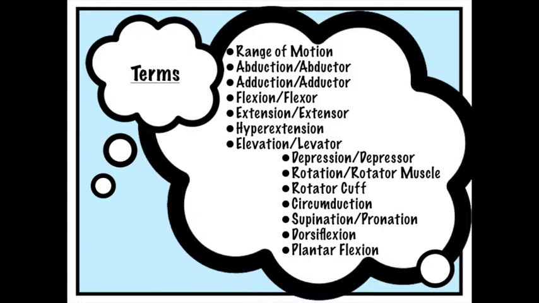Adduction is movement toward the midline of the body. For example, during adduction, the arm moves inward towards the side of the body. An adductor is a muscle that moves a body part toward the midline.